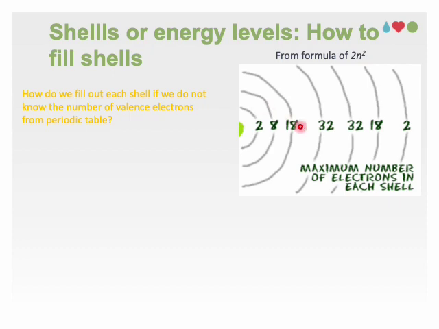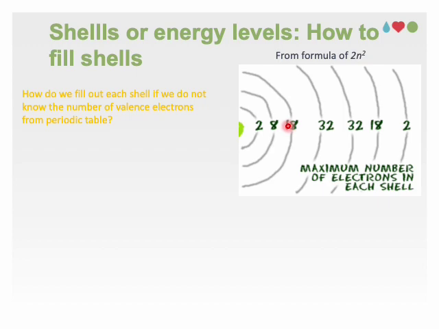Assume that we do not know the number of valence electrons from the periodic table. How then can we fill out each shell? In atoms, electrons fill orbitals in a specific order, starting with the lowest energy level and progressing to higher energy levels. The first energy level can hold up to 2 electrons. The second can hold up to 8 electrons, and the third can hold up to 18 electrons. However, from n equal 3 onward, we should be careful.